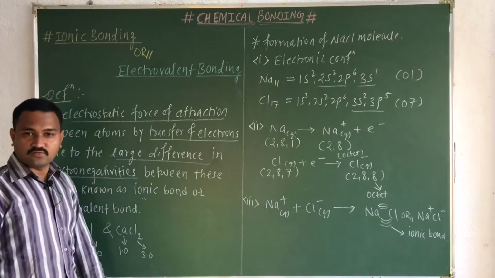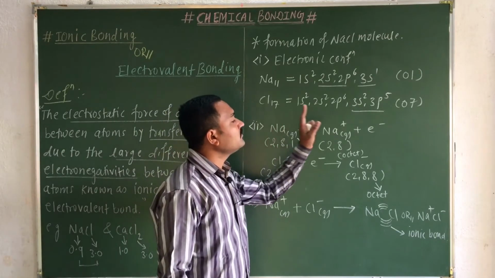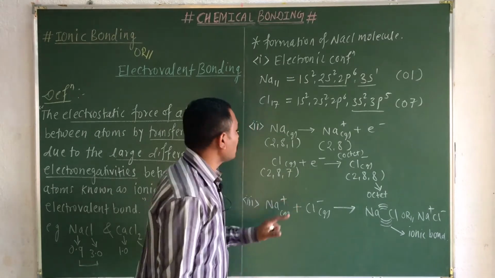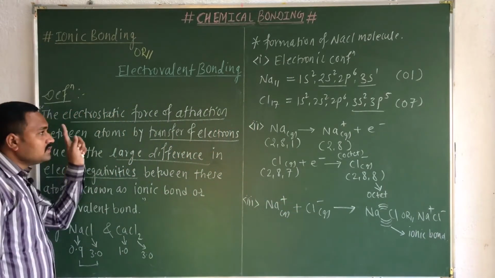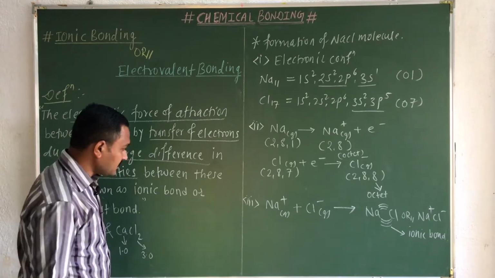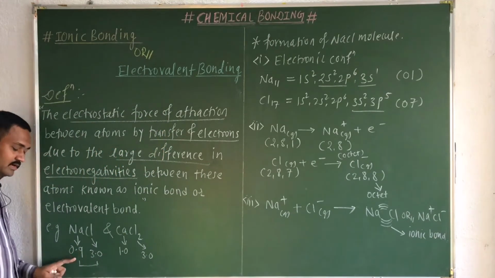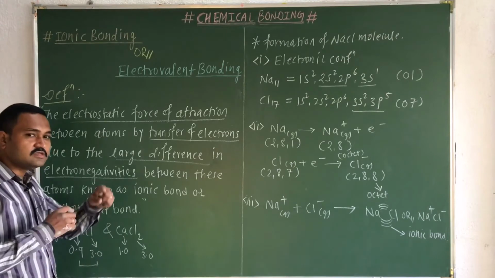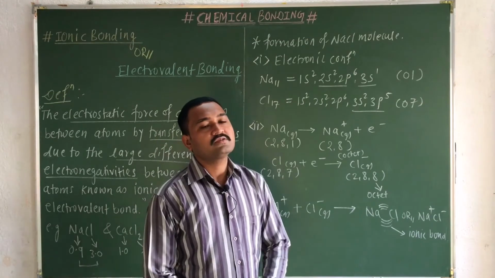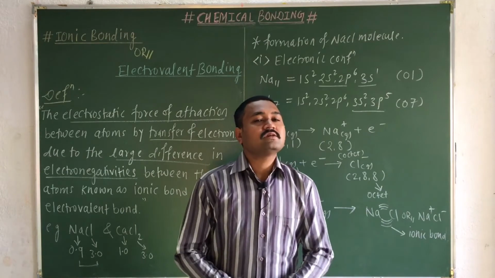We know that it is an electrostatic force of attraction between the atoms by transfer of electron. Sodium loses its 1 electron, and that electron is taken by the chlorine. So obviously there will be oppositely charged ions, and those oppositely charged ions will show the electrostatic force of attraction. Their electronegativity values, as I already told you, are 0.9 and 3.0, so there is a large electronegativity difference, and that's why a transfer of electron takes place between these two atoms. So that bond is known as an ionic bond.